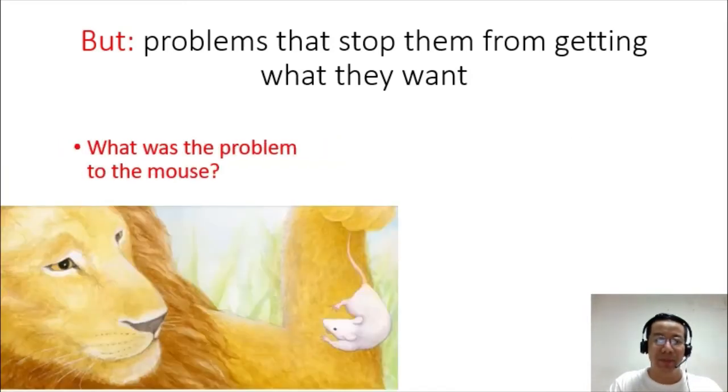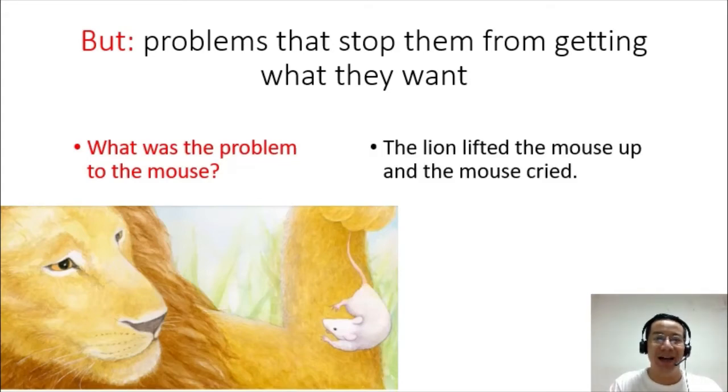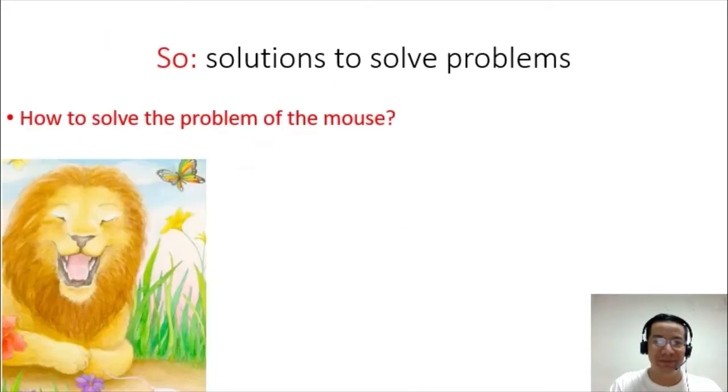Then what was the problem to the mouse? Remember? That is, the lion lifted the mouse up and the mouse cried, "Please let me go, I may help you in the future." How to solve the problem of the mouse? Of course, the lion was a good-natured lion, so he let the mouse go.